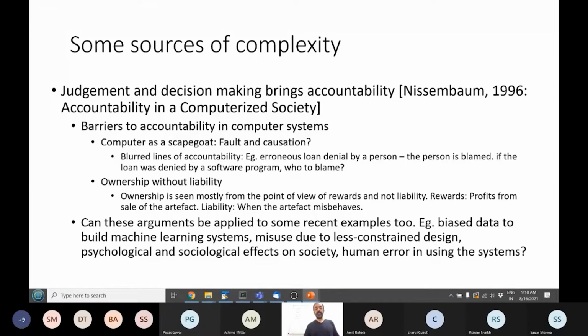Misuse due to less constrained design. This, I think, is something the paper doesn't talk about. We've referred to it as affordances. It's also important to think through, right, what flexibilities or constraints to build into the technology itself to prevent misuse.